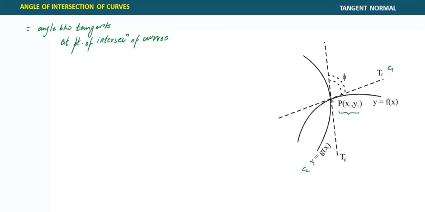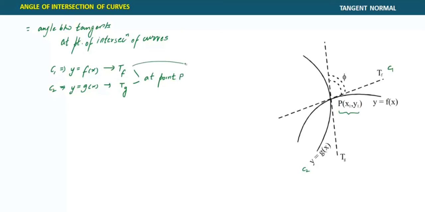So if we draw tangents at the point P to both the curves, for the C1 curve, which is nothing but y is equal to f(x), the tangent is given by TF in the diagram, right? And for the C2 curve, that is y is equal to g(x), the tangent is given by TG. This is the tangent at point P, both of them, first of all, right?